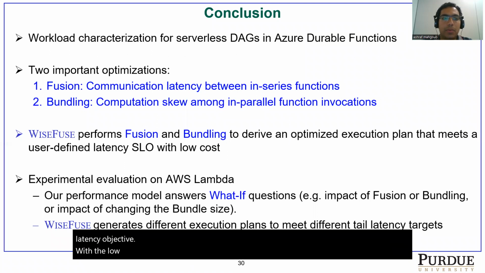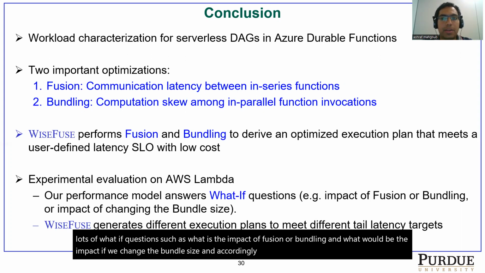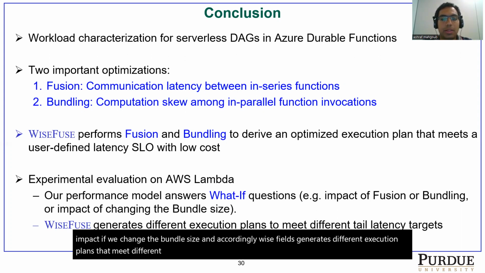Through experimental evaluation, we have shown that the WISEFUSE model answers many what-if questions, such as what is the impact of fusion or bundling, and what would be the impact if we change the bundle size. And accordingly, WISEFUSE generates different execution plans that meet different tail latency targets with different costs. With that, I conclude my talk.